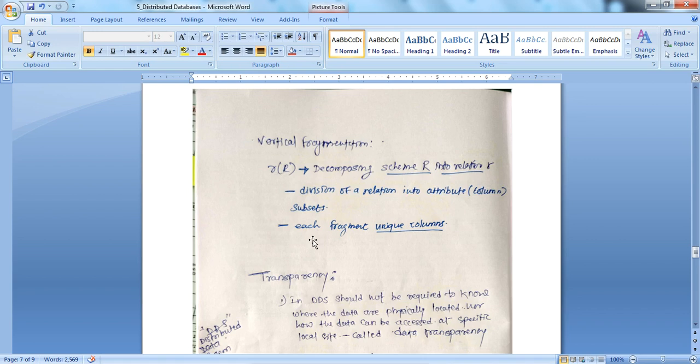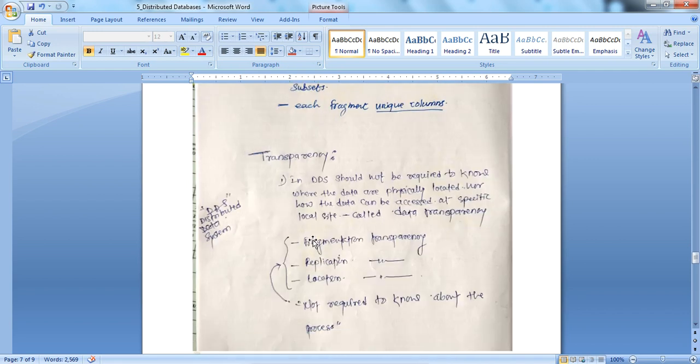Now the concept of transparency. A distributed database system should not require users to know whether the data is physically located elsewhere, nor how the data can be accessed at a specific local site. There is no need to know exactly where the data is and how it is stored. That is called data transparency.